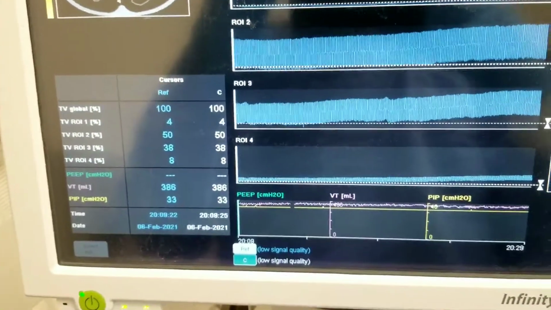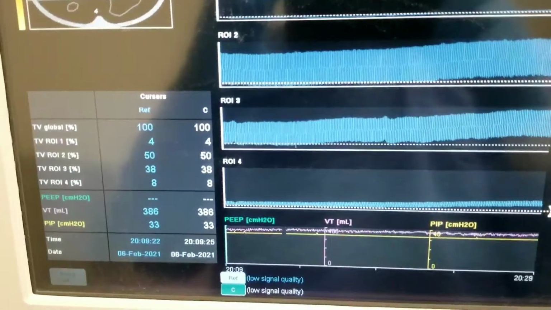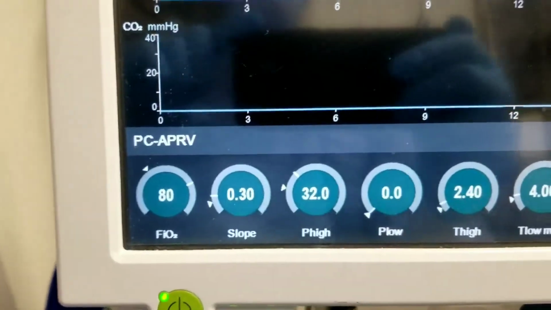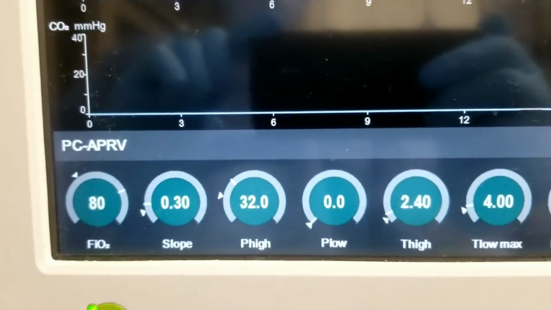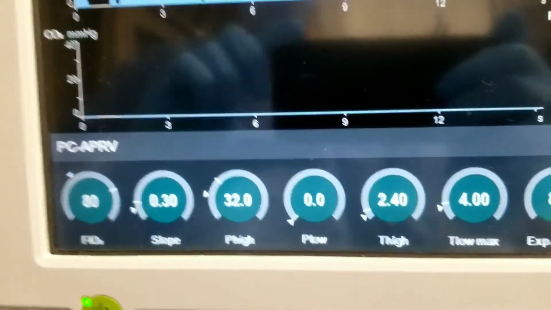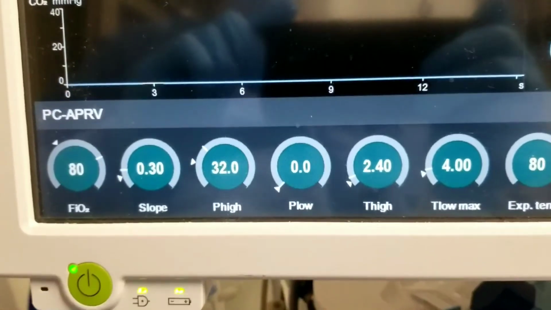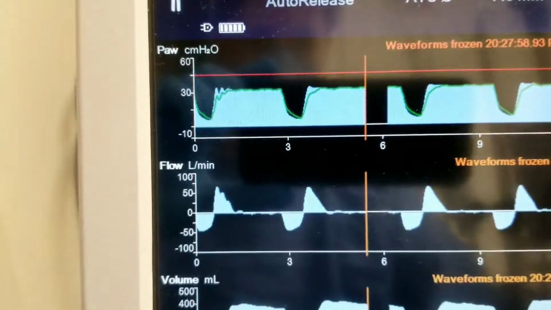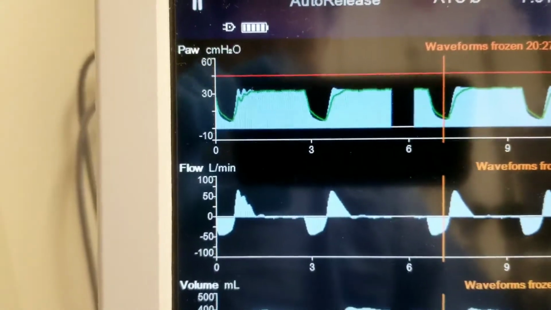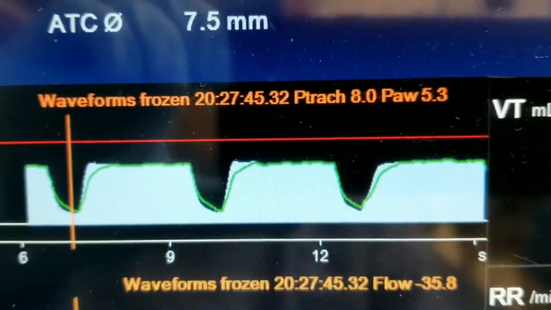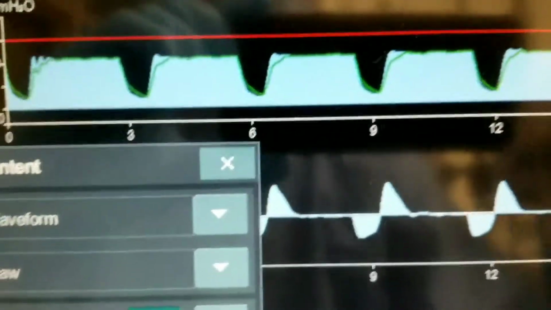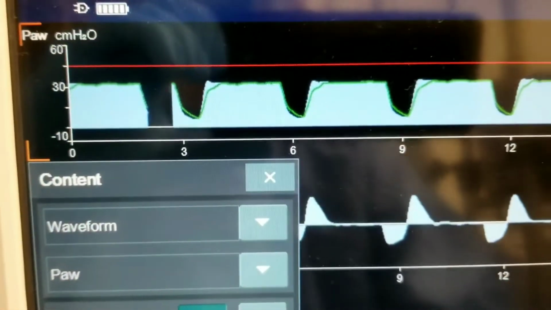Now, give me a second. I'm going to go to the other ventilator. So, if you notice here, FiO2, slope, P high, P low. If you're wondering why the P low is at 0, that's actually the setting. If you're looking here, by freezing the waveform, if you're measuring this area here, that will give you a P low of 5.3. Sorry about that, let's freeze it again.